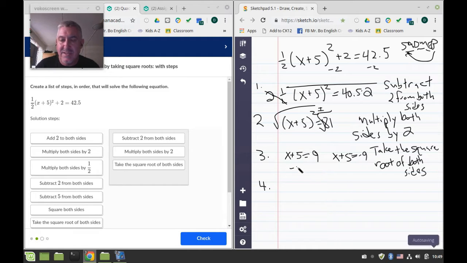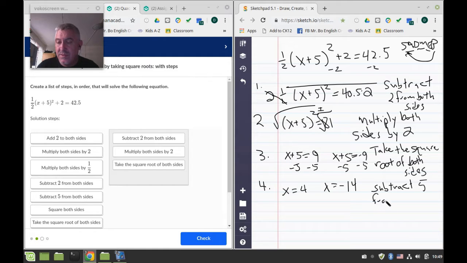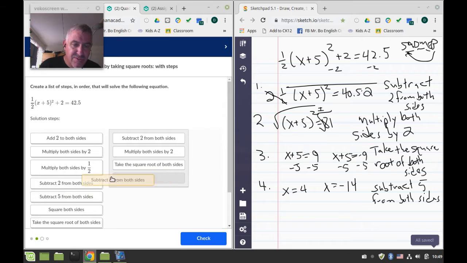And number 4, I'm going to be back at the beginning here, add and subtract. And I'm going to have x is equal to 4, or x is equal to negative 14. So we'll call that one subtract 5 from both sides. And where is that one? Subtract 5 from both sides. There it is.